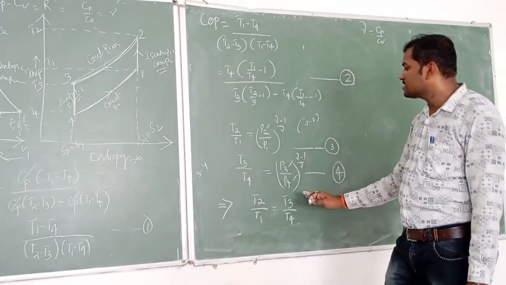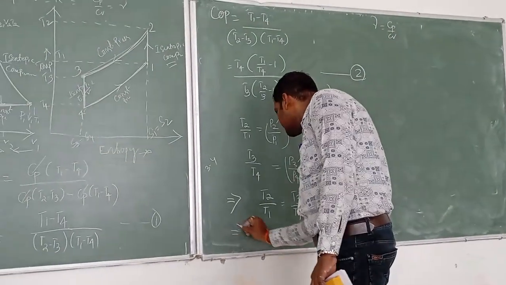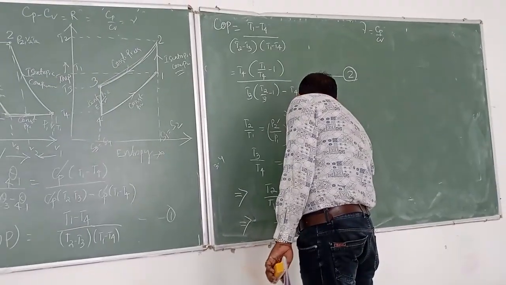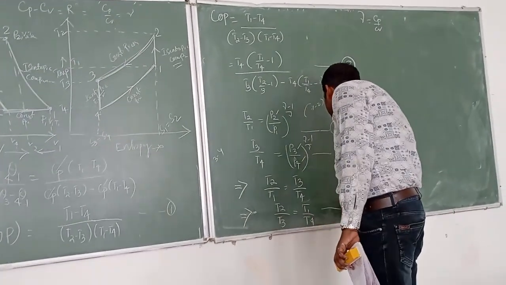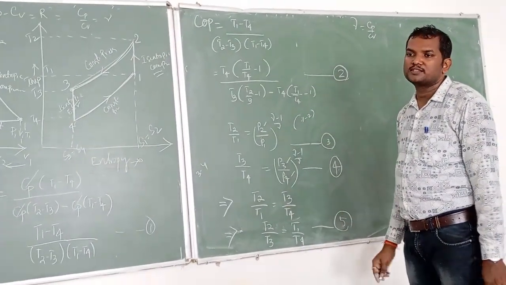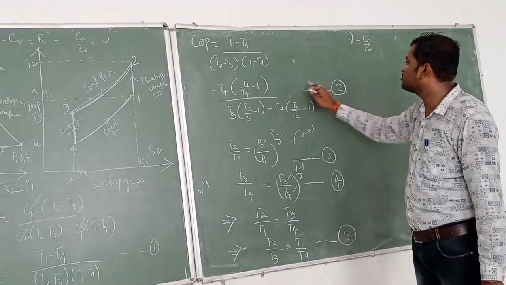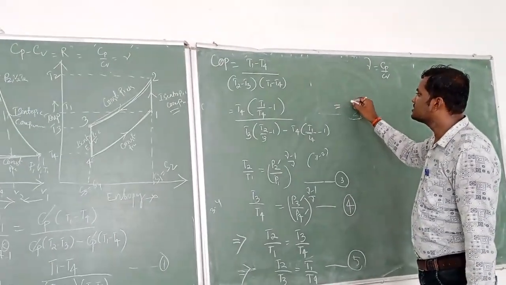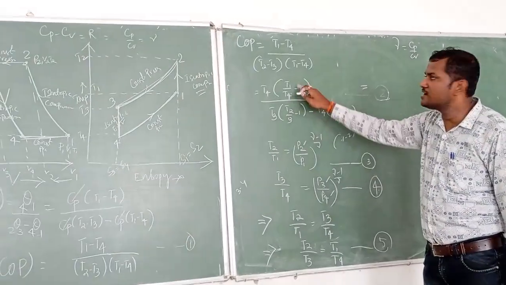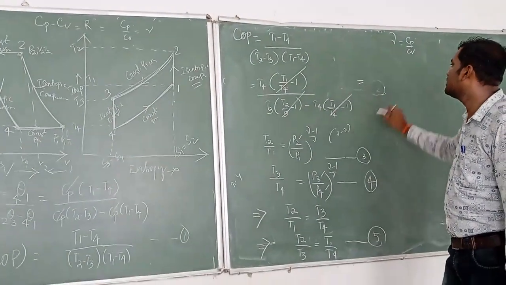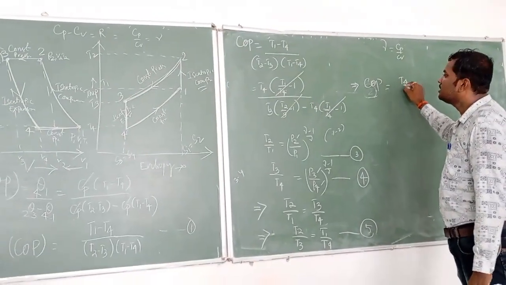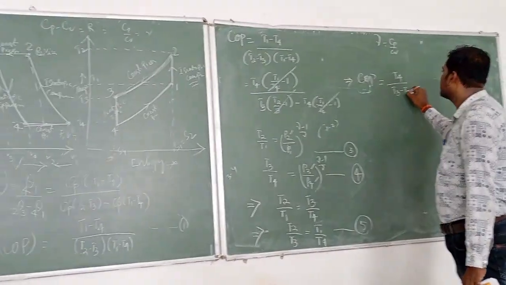समझ में आया? और फ्रॉम दिस रिलेशन लिख सकते हैं T2 by T3 is equals to T1 by T4. Equation 5. Therefore, T2 by T3 equals to T1 by T4. Now putting this value in equation 2. Equation 2 में जब डालेंगे तो क्या आ जाएगा? COP is equals to ये T1 by T4, T1 by T4 T2 इक्वल होगा. ये टर्म कॉमन आ जाएगा. तो फाइनली COP of a Bell Coleman cycle is equals to T4 by (T3 minus T4).